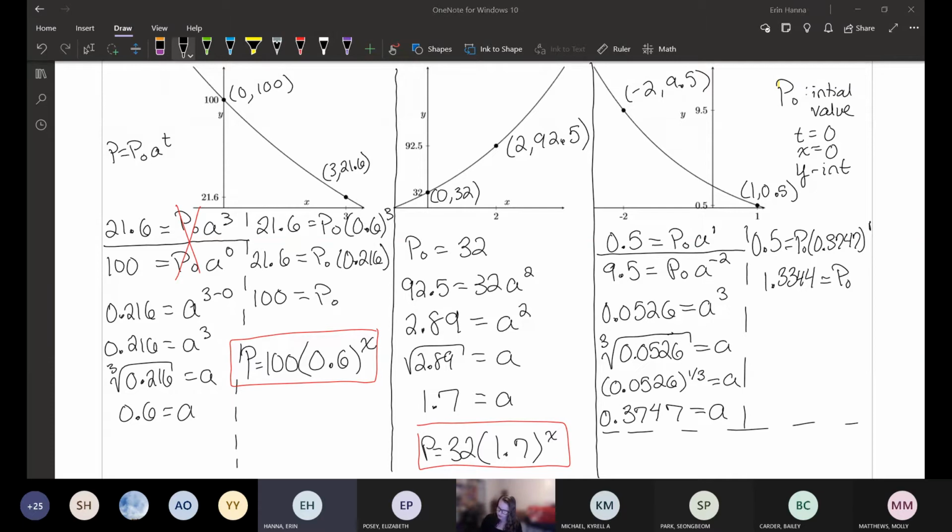Let me put the full answer down here. So our full answer will be the P naught came out to be 1.3344. A value was 0.3747, and technically this one actually doesn't list the variable, but I'm going to assume it's X again. I don't know why that one is missing the horizontal value, but it is.